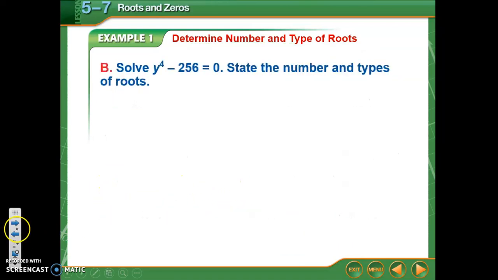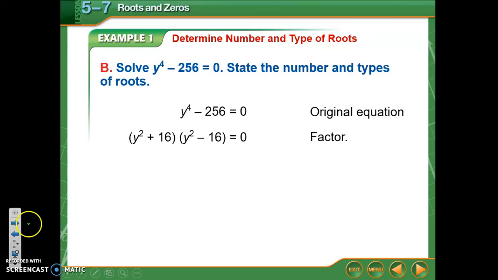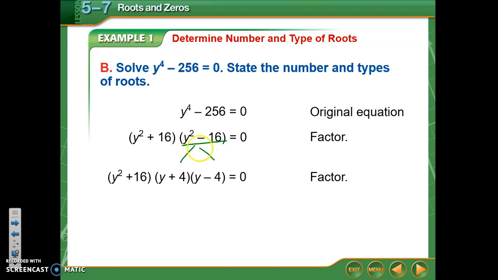All right, take a look at this one, y to the 4th minus 256. This is where we'll have to go back and use some of our factoring techniques from earlier in the chapter. This is the difference of perfect squares. The square root of y to the 4th is y squared, and the square root of 256 is 16. So you have y squared plus 16 and y squared minus 16. And then y squared minus 16 factors into y plus 4 times y minus 4. It's another difference of squares. Y squared plus 16 cannot factor.